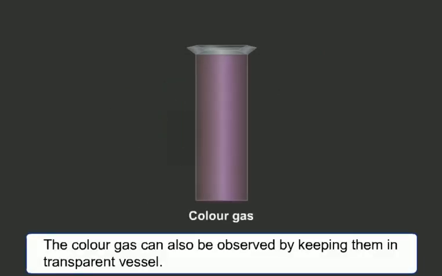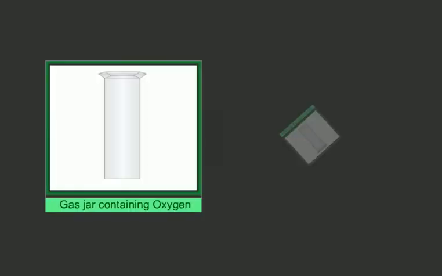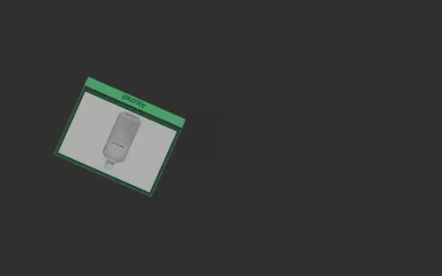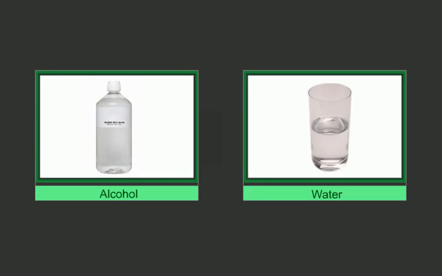The color of a gas can also be observed by keeping it in a transparent vessel. The gases like oxygen and hydrogen are colorless. The liquids like alcohol and water are also colorless.